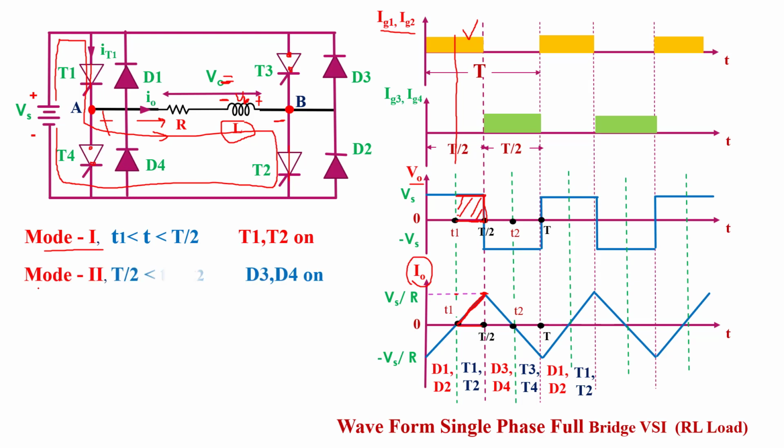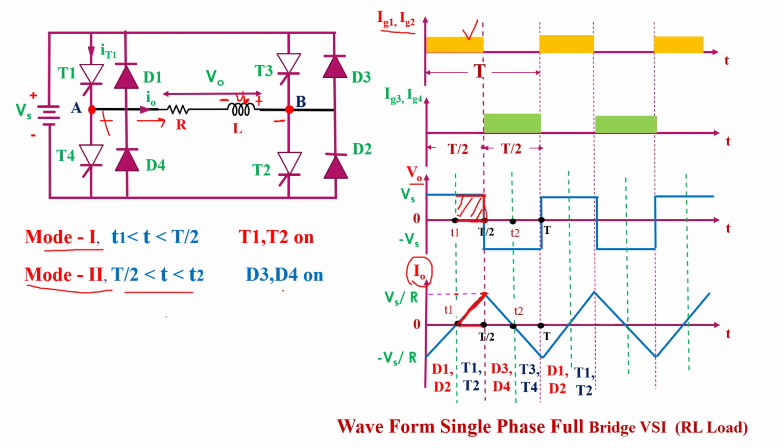Now the next mode is mode 2. The time interval of mode 2 lies between T by 2 to T2. In this time interval, D3 and D4 diodes will be conducting. In this time interval, we remove the gate pulse from the T1 and T2 thyristors. So the T1 and T2 thyristors will be turned off and behave like an open switch.